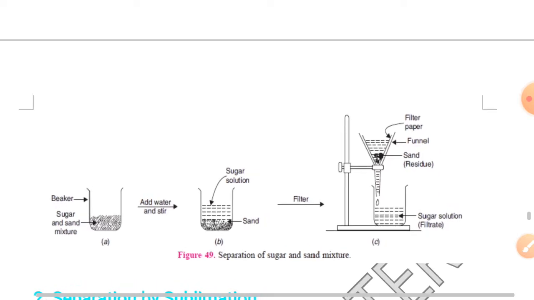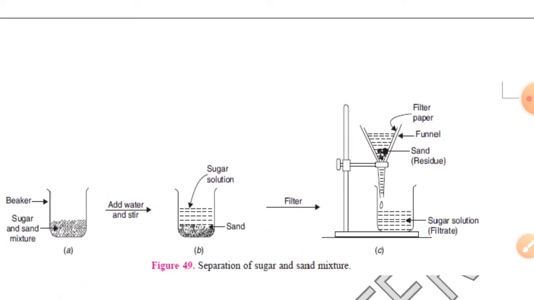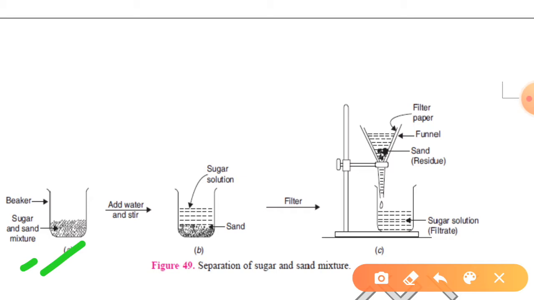Look here in this diagram. We have taken a mixture of sugar and sand in a beaker. Now we are adding water, and with continuous stirring, the sugar will dissolve in water whereas sand will remain at the bottom. Now we can separate them by using a filter paper.